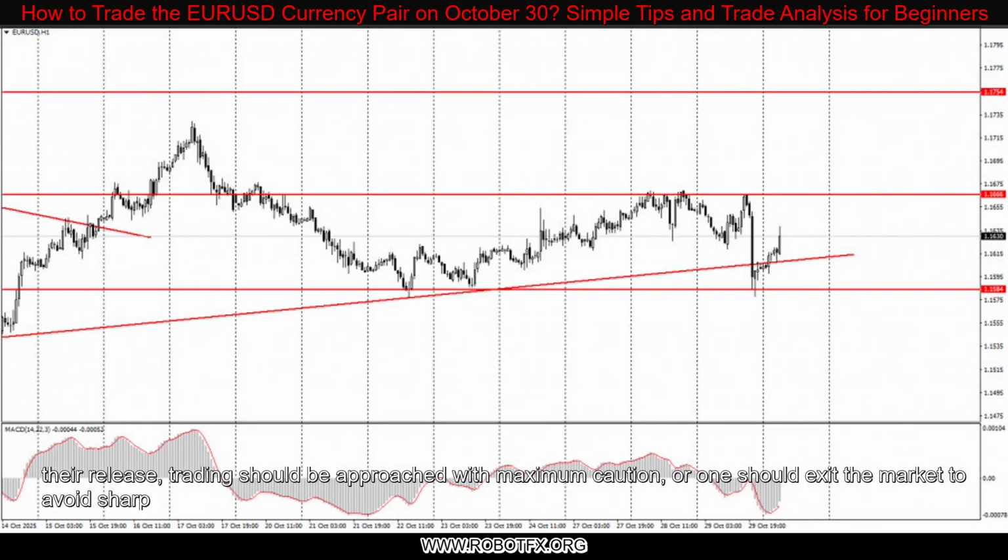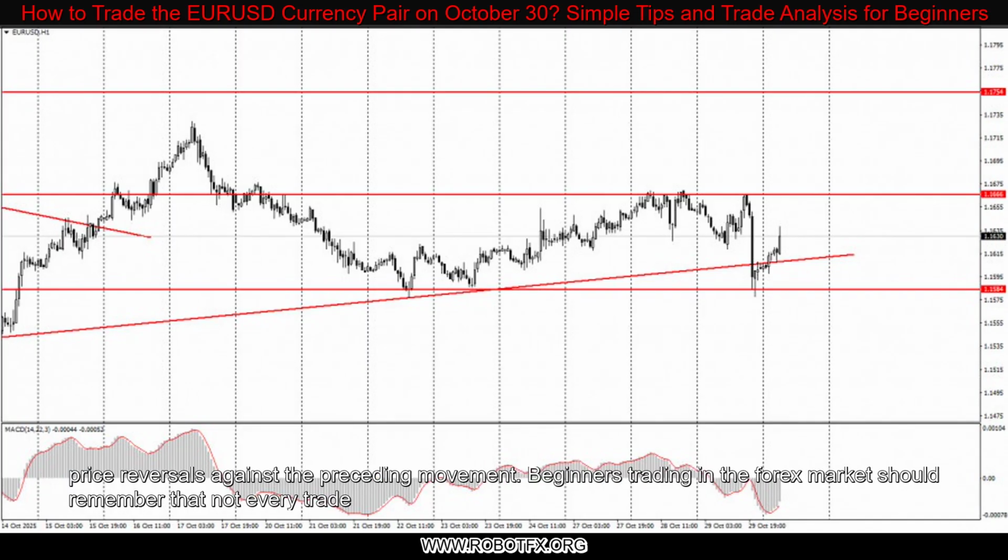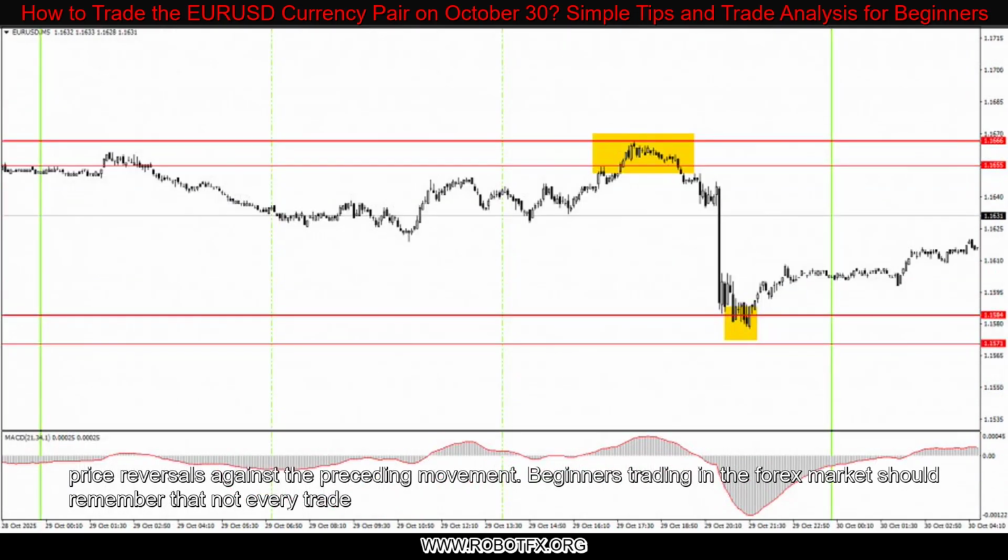Beginners trading in the Forex market should remember that not every trade can be profitable. Developing a clear strategy and proper money management are the keys to long-term success in trading.